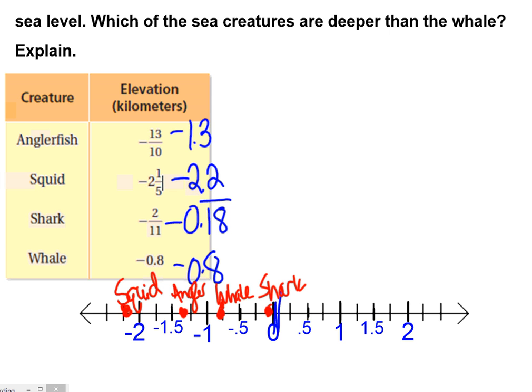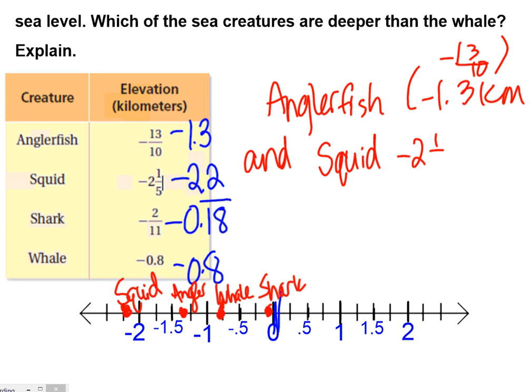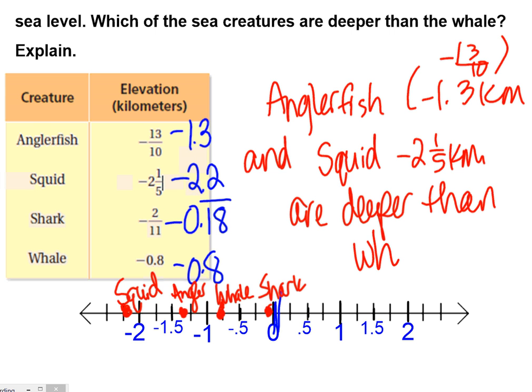So which creatures are deeper than the whale? Well, if the whale is at negative 0.8, that means the anglerfish at negative 1.3 kilometers, or 13 over 10, and the squid, which is at negative 2 and 1/5 kilometers, are deeper than the whale. So it wants an explanation, so I need to write it out in a sentence, just like I did, and I need to show why. The whale is only at negative 0.8 kilometers. So as you travel more left, you're going deeper, more negative.